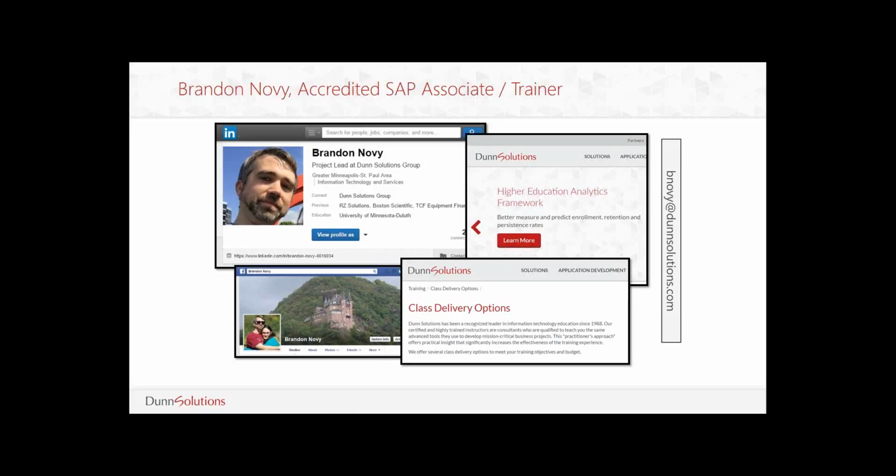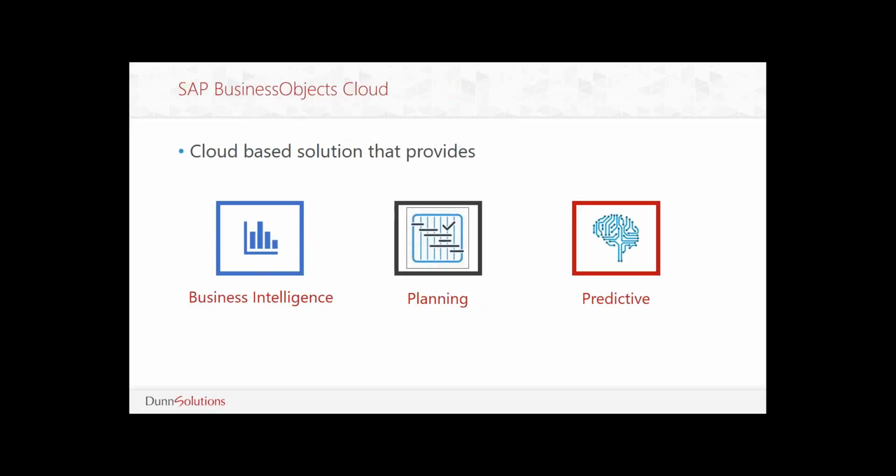Let's get started talking about the Business Objects Cloud. So the SAP Business Objects Cloud, hence the name, is a cloud-based solution that provides all the following. It includes business intelligence, as well as planning and predictive, all within one solution that's all browser-based.